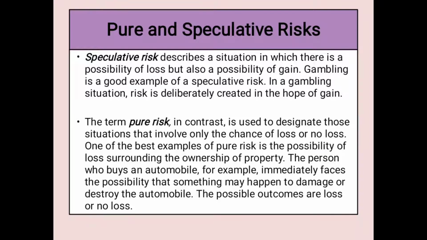Then the next one is a pure risk. The term pure risk, in contrast, is used to designate those situations that involve only the chance of loss or no loss. One of the best examples of a pure risk is the possibility of loss surrounding the ownership of a property. The person who buys an automobile, for example, immediately faces the possibility that something may happen to damage or destroy the automobile. The possible outcomes are loss or no gain.